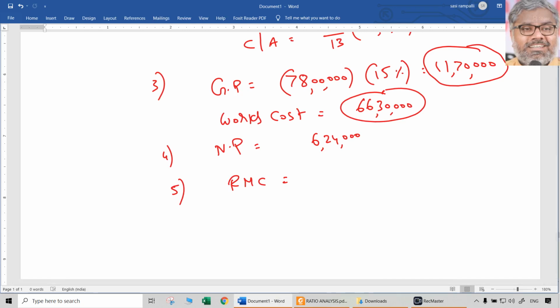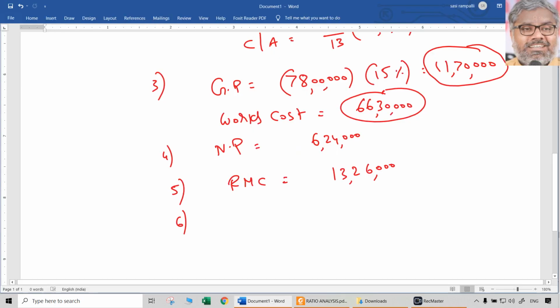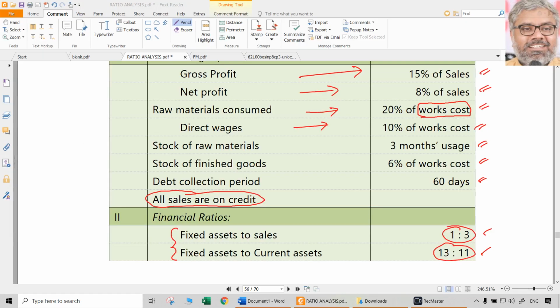On that 20%, raw material consumed will be 13 lakhs 26,000. That is raw material consumed. Then direct wages is given as 10% of works cost. So direct wages, or direct labor, 10% of works cost will naturally be 6 lakhs 63,000. That is direct wages.